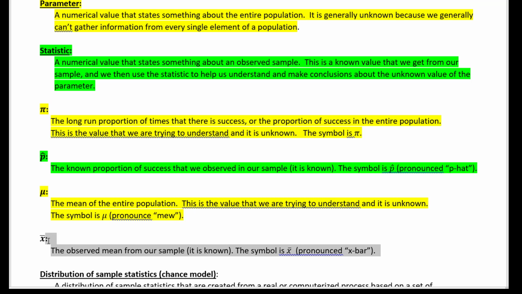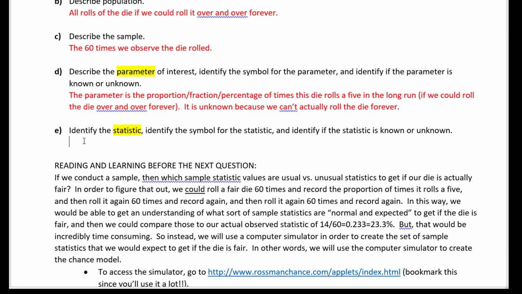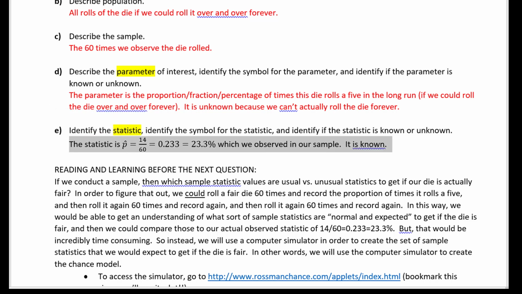The other statistic we will focus on for a huge chunk of this class is x-bar. X-bar is another statistic. It is the observed mean from our sample. That's if we're dealing with quantitative data. And we'll come back to that one in a future example. So coming down here to our problem again, it says identify the statistic. So the statistic again is p-hat equals 14 out of 60, or 23.3%. We observe that in our sample. It's a known value. So the statistic is the thing we know. We observed it from our sample. The parameter is the number that we're trying to figure out about the larger population, but generally we don't know the parameter because we can't possibly get it because the population is so big.